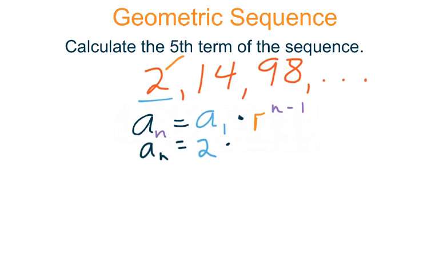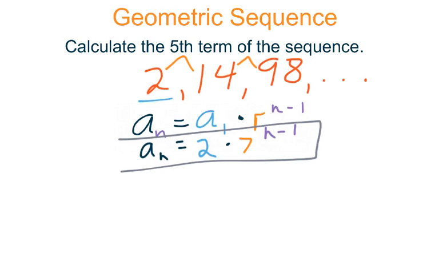What's the common ratio? Well, this probably gives it up. 2 times what is 14? It's 7. And I'll help you out here: 14 times 7 also gets you 98. So it's going to be 7. And then we have n minus 1. Awesome. Sounds good. That is the nth term.